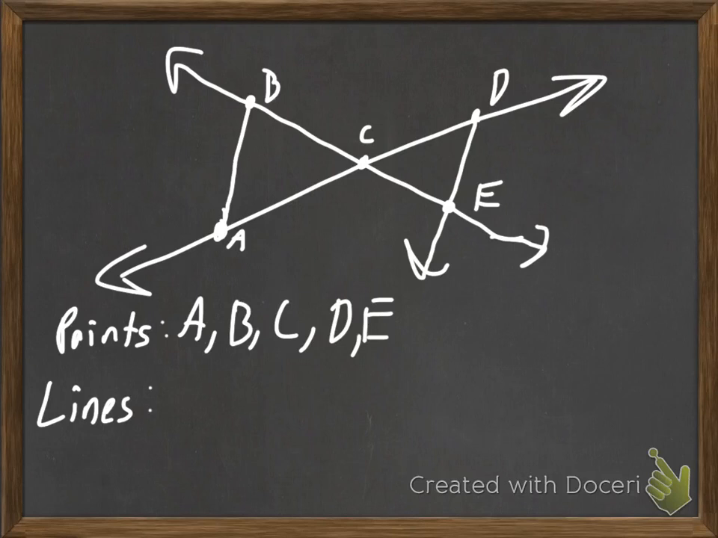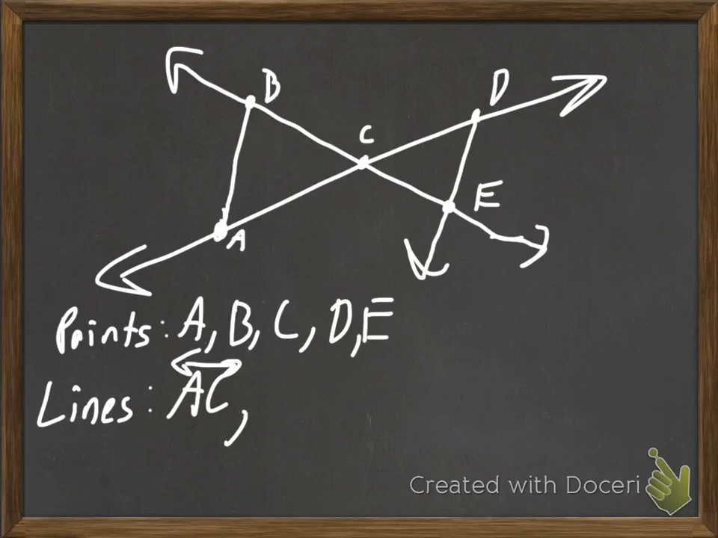Now, I see several lines here with different names. So we have AC is a line. Now, I don't want to list CA as a line because that's the exact same line. So don't be flipping the letters around and saying they're 2 different lines.